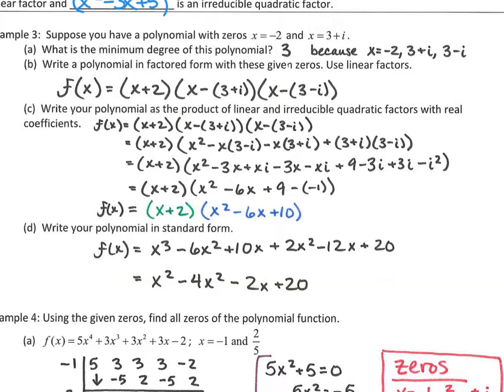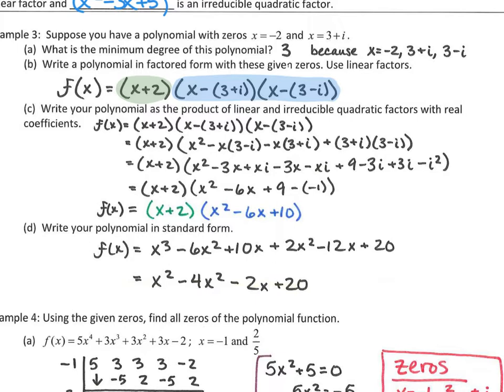Part B says to write the polynomial in factored form with the given zeros and use linear factors, aka x minus some number. So here's my linear factor, x plus 2. That one's always going to stay linear. And we've written the irreducible quadratic factors out as linear factors. Look, I took x minus the 0, 3 plus i, and x minus the 0, 3 minus i. See how I plugged them in like I would have plugged in a regular number if that were not a complex number? Fabulous.